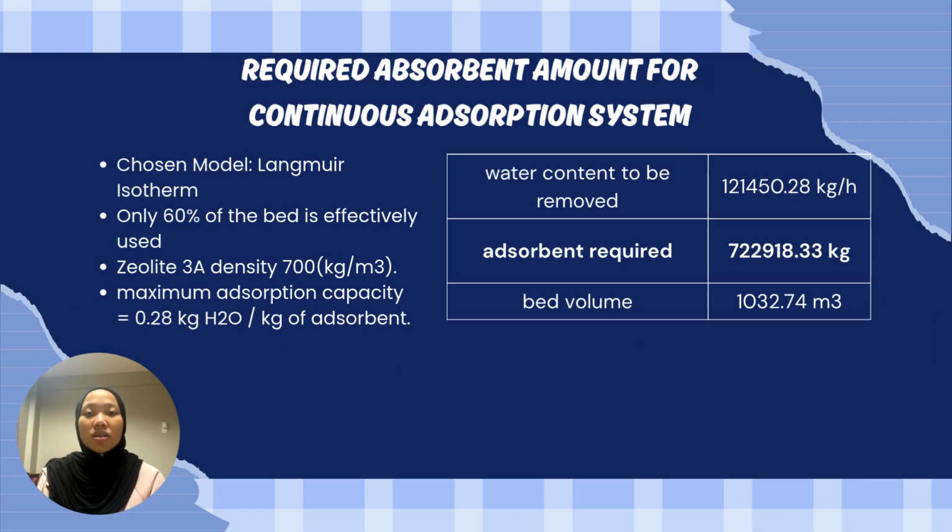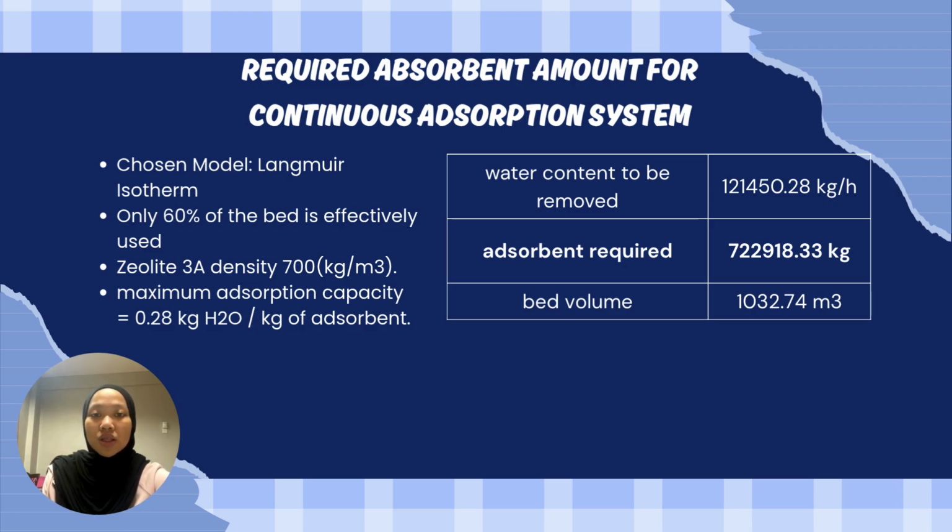Moving on to our adsorption equilibrium. For this system, we selected the Langmuir isotherm model. This is the ideal choice because water molecules form a consistent monolayer on the zeolite 3A surface. Our design calculation started with the feed stream, based on a total mole flow of 10,371.72 kmol per hour and a water mole fraction of 0.65.